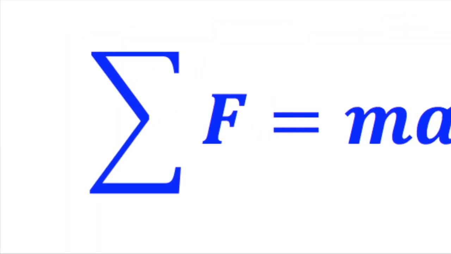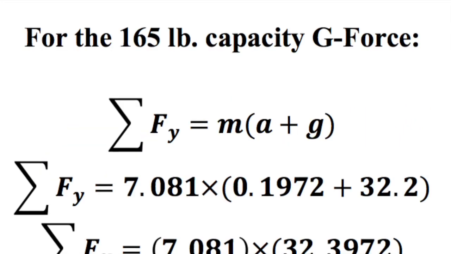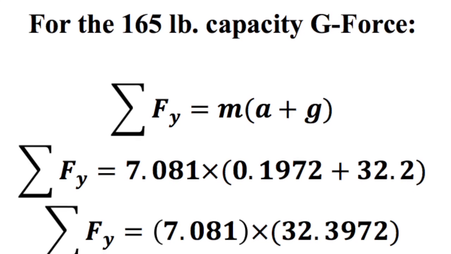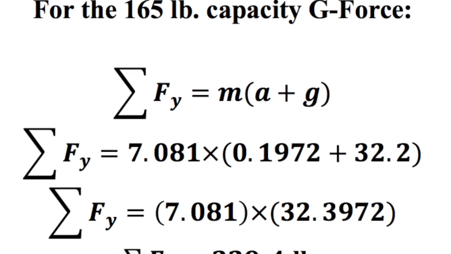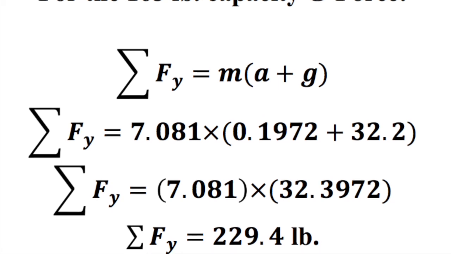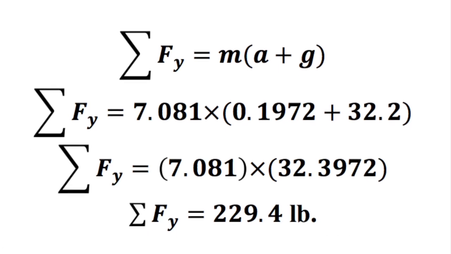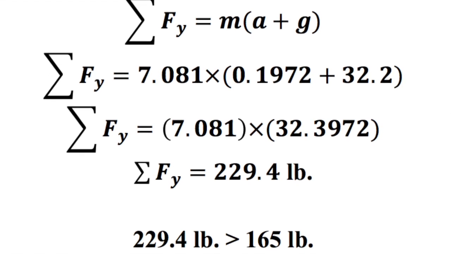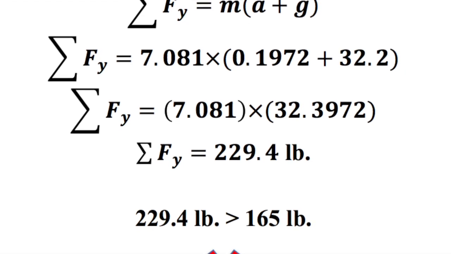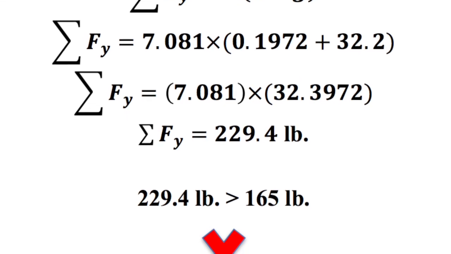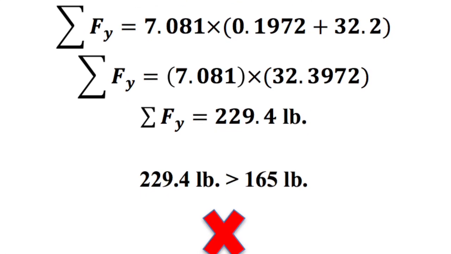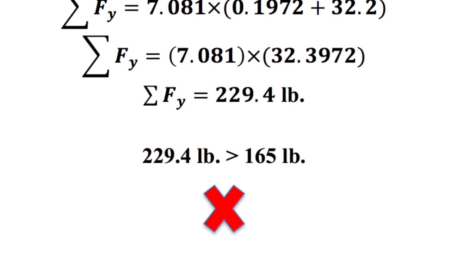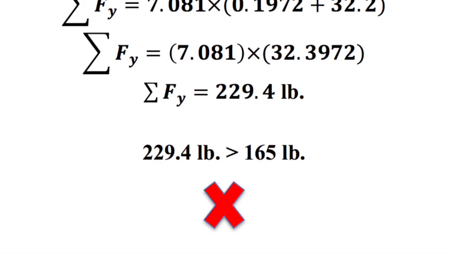Newton's second law is one principal equation used throughout this project. For the 165-pound G-Force, we use Newton's second law to take the sum of the vertical forces acting on the G-Force. The resulting dynamic load from the acceleration of product B was determined to be 229.4 pounds. Because the maximum capacity load that this size G-Force can support is 165 pounds, and 229.4 pounds exceeds that capacity, the 165-pound capacity size G-Force is not large enough.